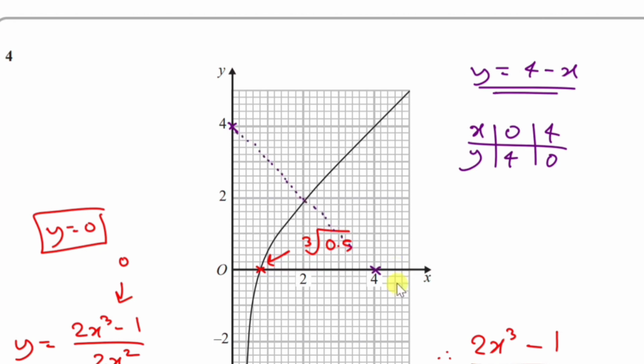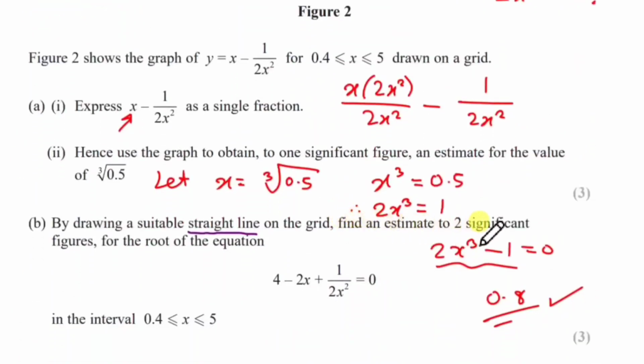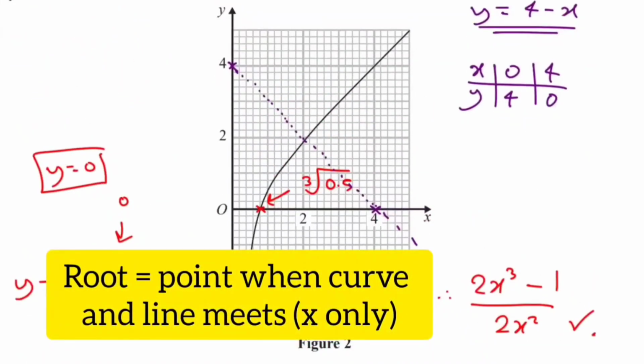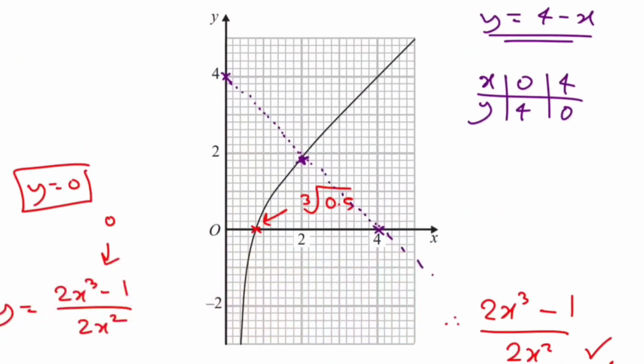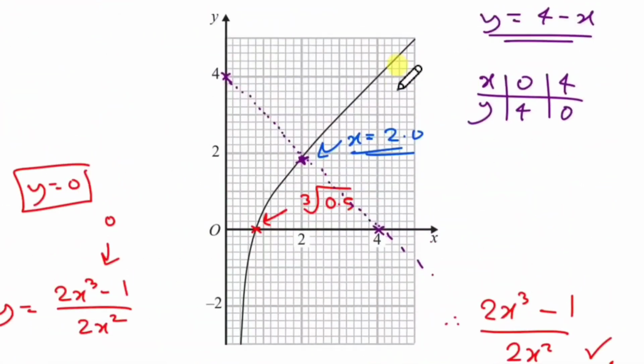Going back to the question, it says find an estimate to two significant figures for the root. When they say the root, it means where does it cross the curve? Well, it crosses around here. So we can see that this is crossing around when x is 2. So that's our solution: x is basically 2. But let's say 2.0, because I think they said two significant figures. Yep, so 2.0. If you wrote 2.0, you should get the mark. And that's it.